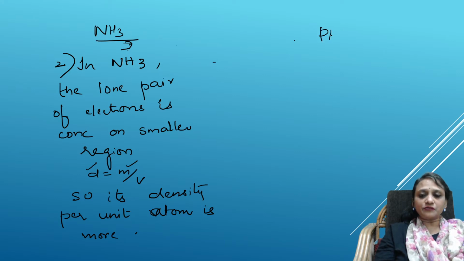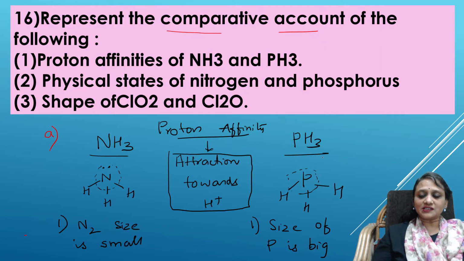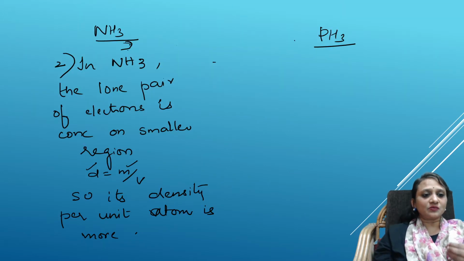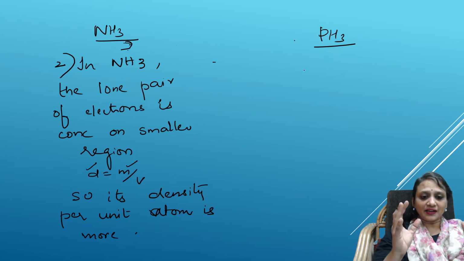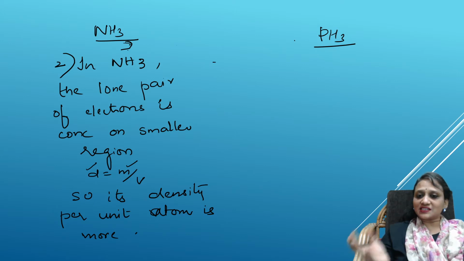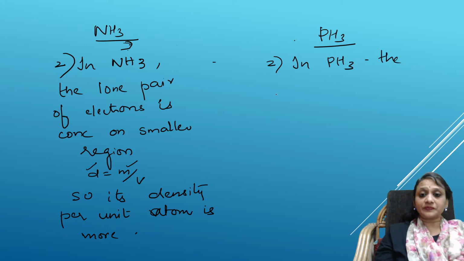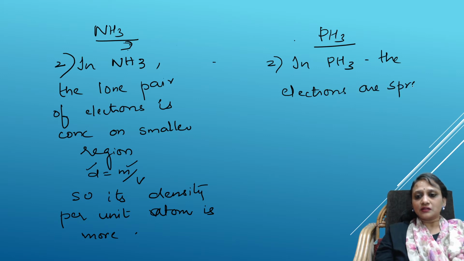Now, if I have to write for PH3, the same thing. In PH3, it is spread over a larger distance, because the size is larger. So the density in phosphine is spread, and per unit atom it is less. Shall we write the same thing? Here we will write the second point: in PH3, the electrons are spread over larger area.